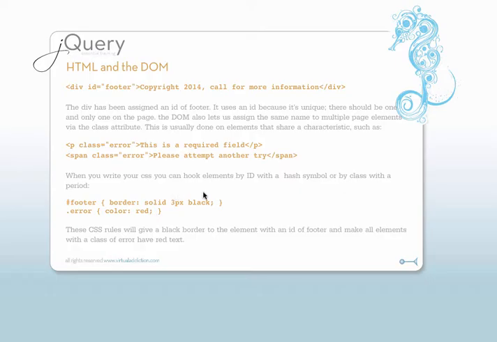When you write CSS, you can hook elements by ID with a hash symbol or by class with a period symbol. These CSS rules will give us a black border on the element with an ID of footer and make all the elements with a class of error have red text. So as you can see, when it comes time to write some jQuery, you'll find that knowing about CSS selectors and the DOM is very important. jQuery uses the same syntax as CSS for selecting elements on the page and manipulating them. So once you've mastered selecting, then the rest of it just falls into place, thanks to jQuery.